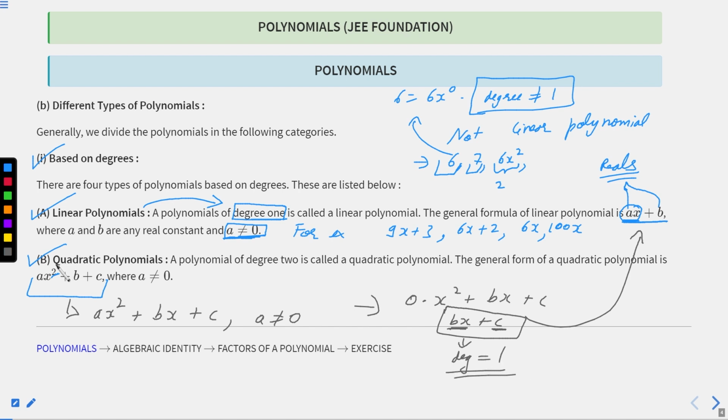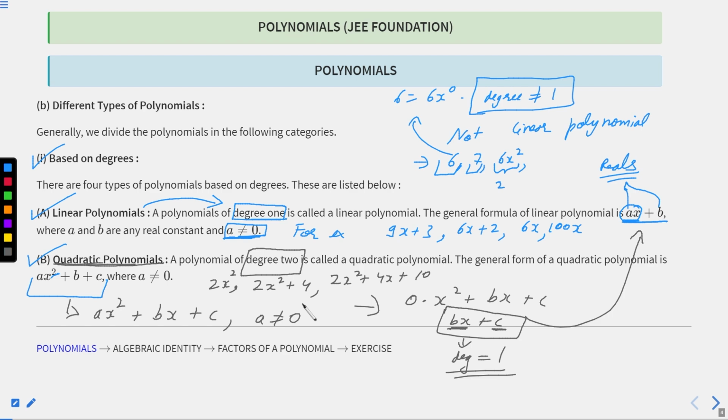But in quadratic polynomials, the degree must be 2. So any polynomial whose degree is 2 is my quadratic polynomial. For example, 2x square, yes, it is my quadratic polynomial. 2x square plus 4 is also my quadratic polynomial. 2x square plus 4x plus 10 is also my quadratic polynomial. I hope this is clear.